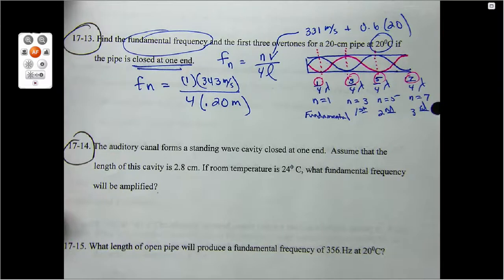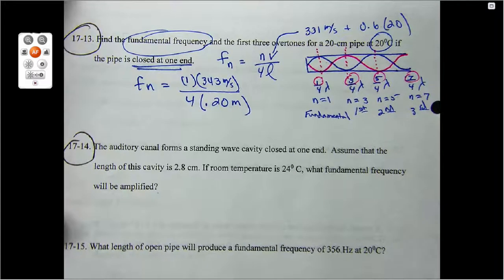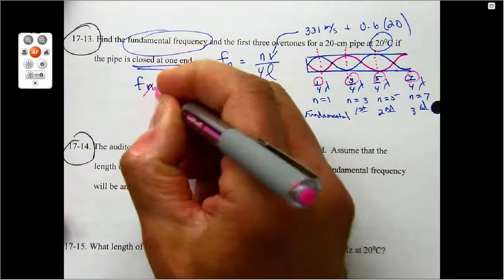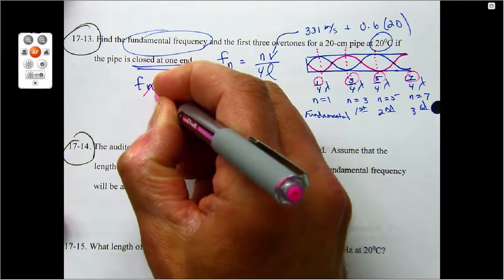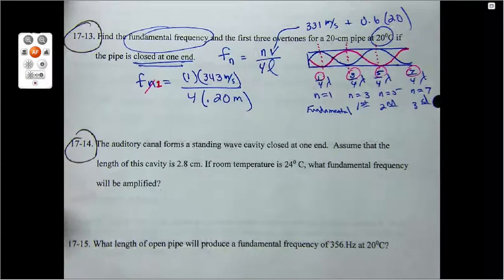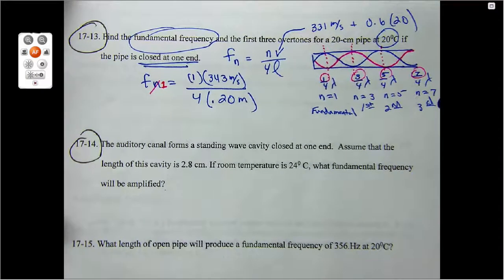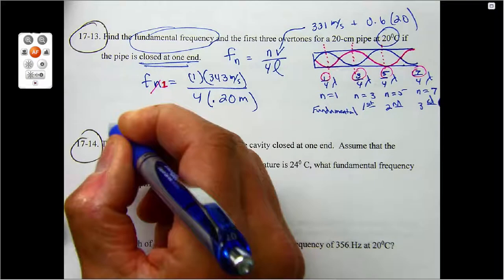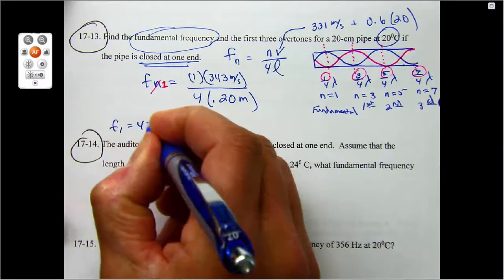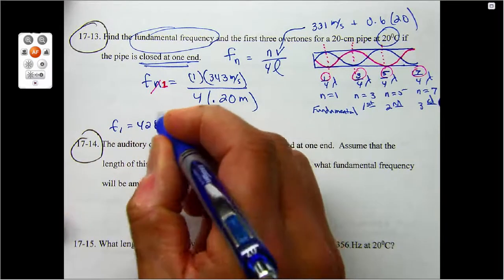And for this fundamental, I should put an F1 here, I apologize. This should be a 1. So if that's a 1, what do we get for this first one? 428. Is it 429? Yeah. Okay.